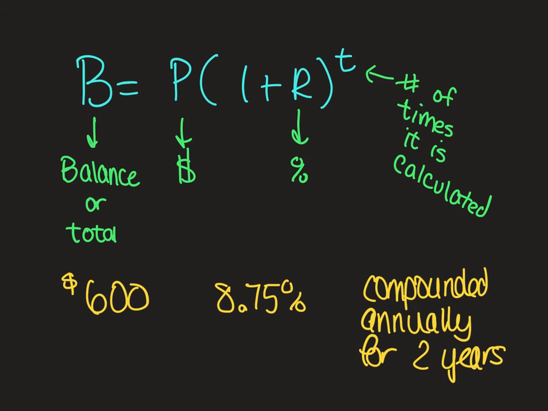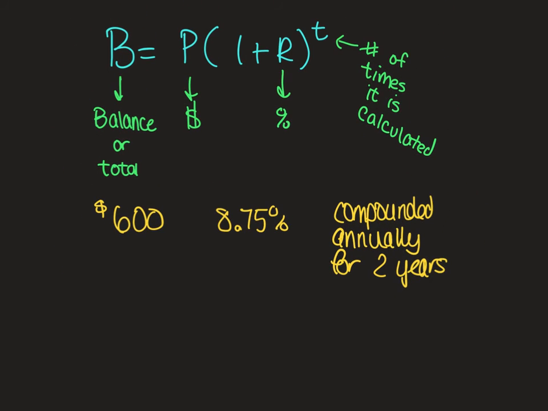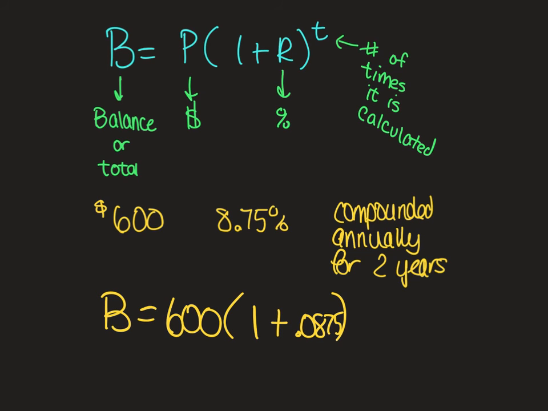All right, let's do a compound interest question. B stands for the balance or the total. This is my money. This is my percentage. And this is the number of times that it's going to be calculated. Okay? So if my money is 600, that goes first. 1 plus the interest rate, 0.0875, because I have to hop backwards twice, I'm making it a decimal. My exponent, if they compound it annually, that means they do the math once a year for 2 years.